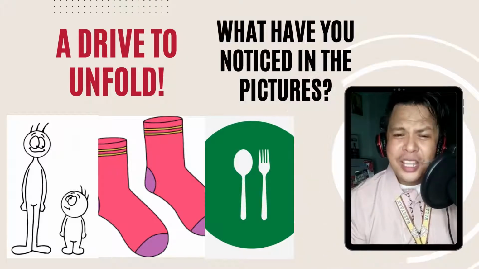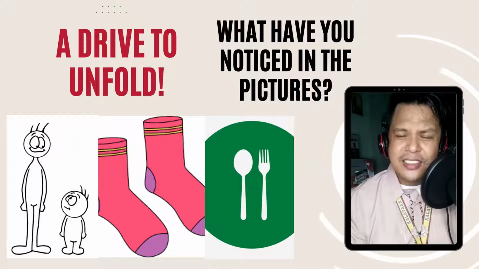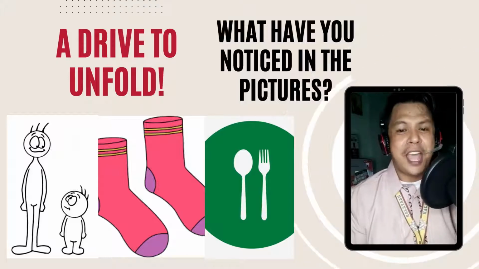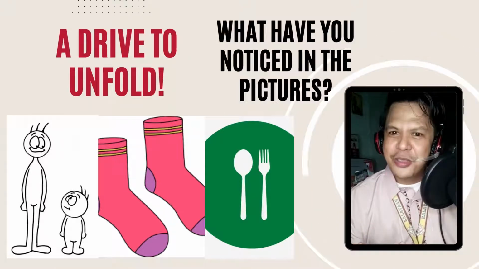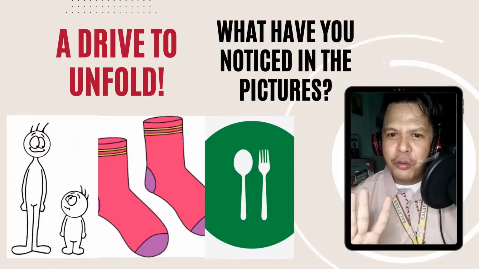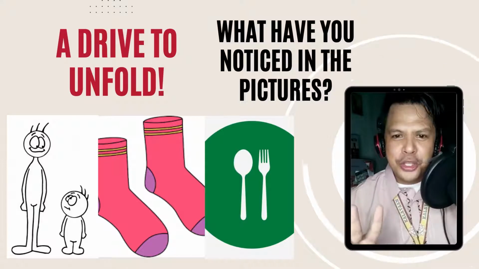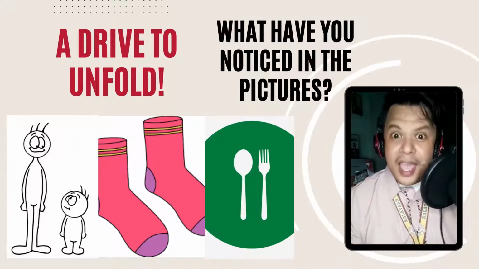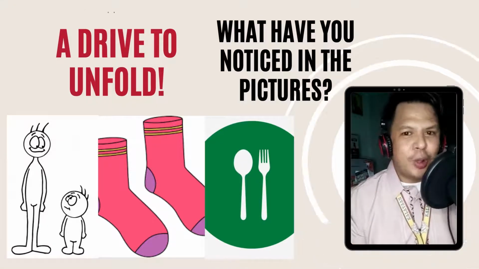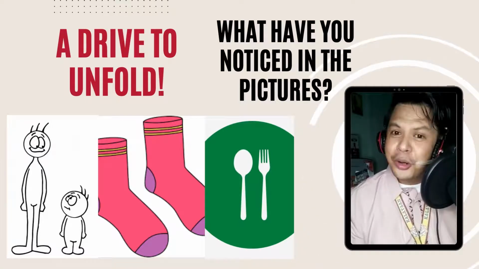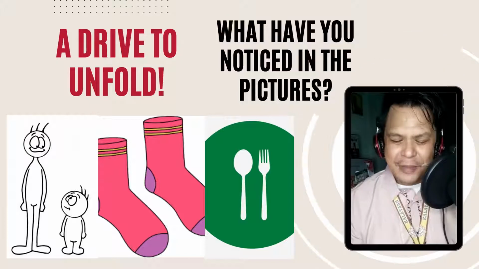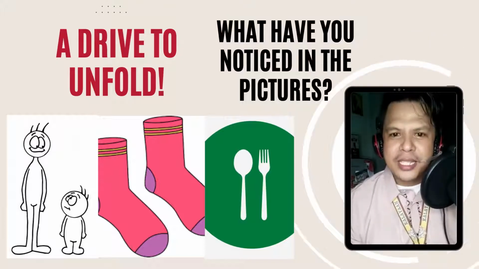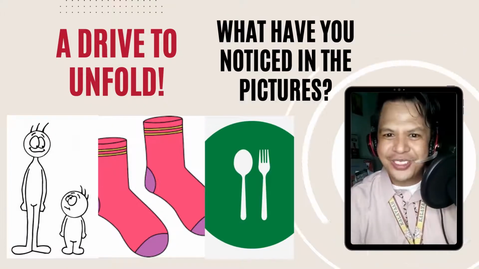Anyway, what can you observe or notice in the pictures? I know you can do it. I will give you 5 seconds to think. 5, 4, 3, 2, 1. Exactly right. It is all about partners or pairs, similarities or differences. It means to say there is a relationship involved.